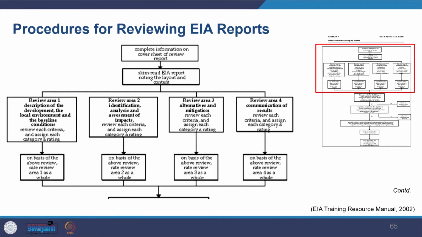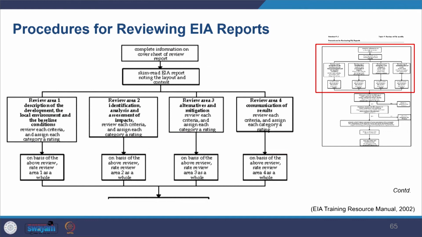So here you see how you have complete information on the overall sheet of the review report. Then you skim read the EIA reports. Then you have review area 1, review area 2, review area 3, review area 4, depending on the description of the developments and the local environment and baseline condition.